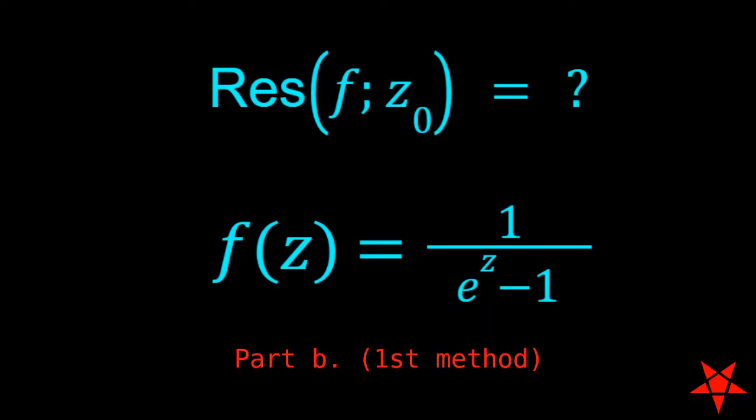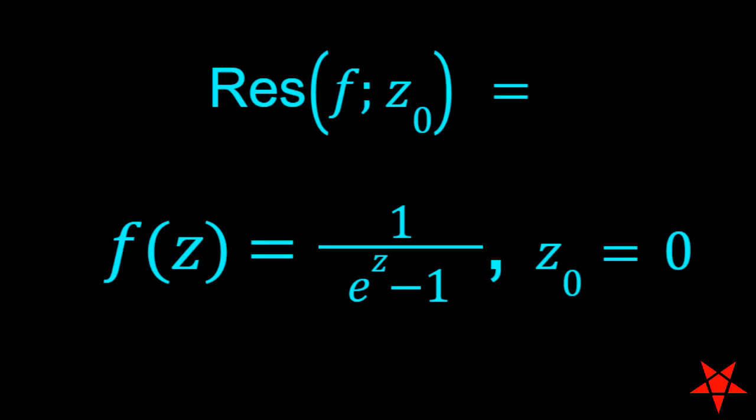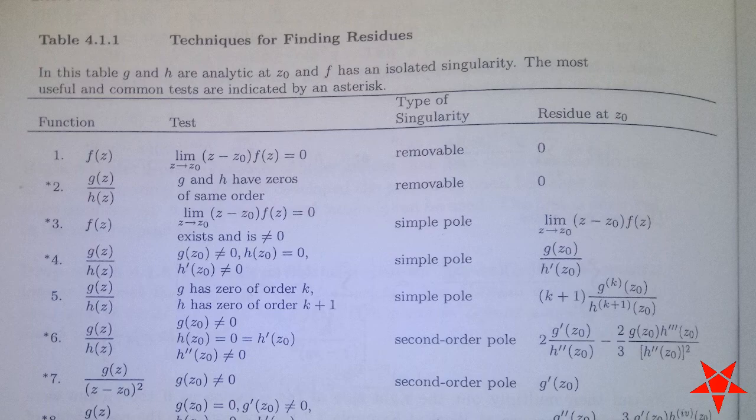Here we seek the residue of 1 over e to the z minus 1 at z naught equal to 0. But hold that thought because I want to talk about something else. Let's take another look at that table we saw in part A. It's on page 250 of Marsden and Hoffman.